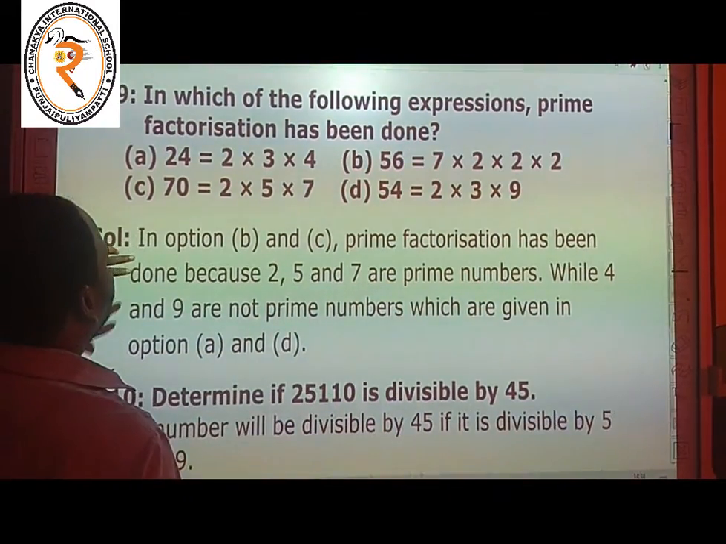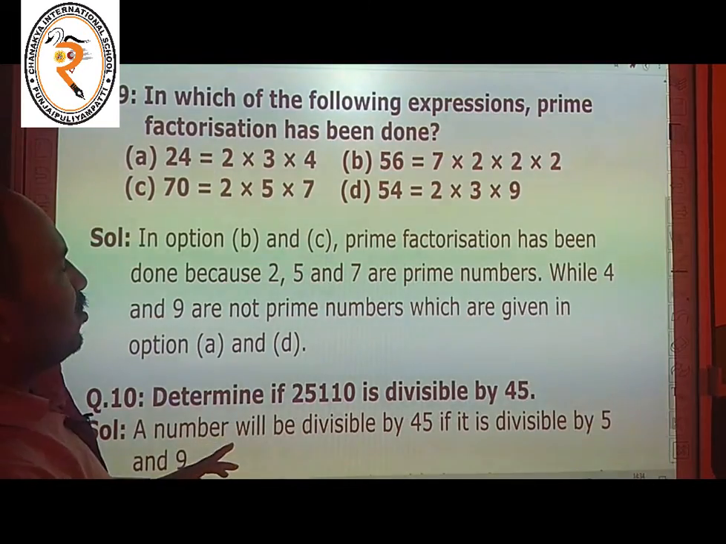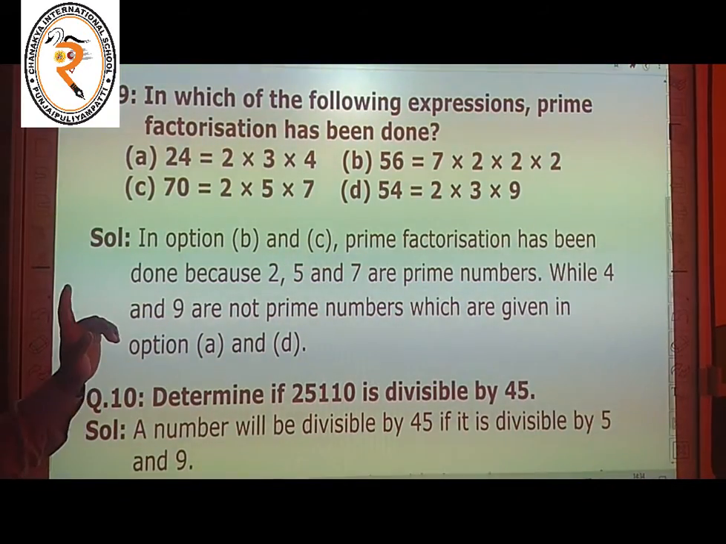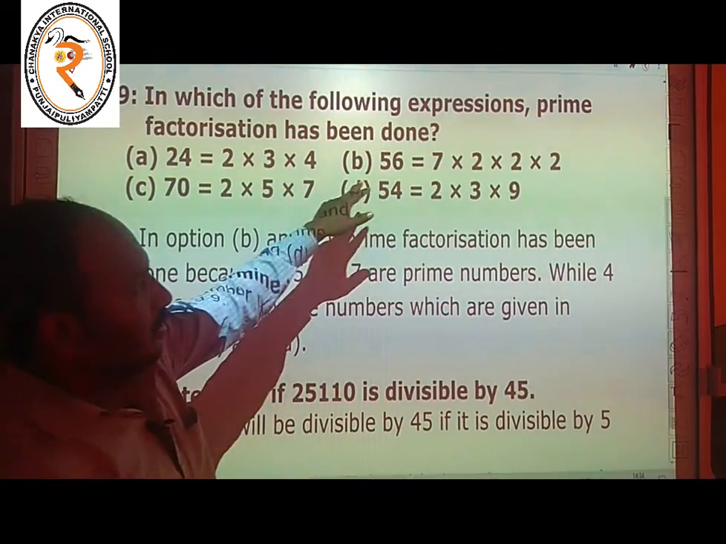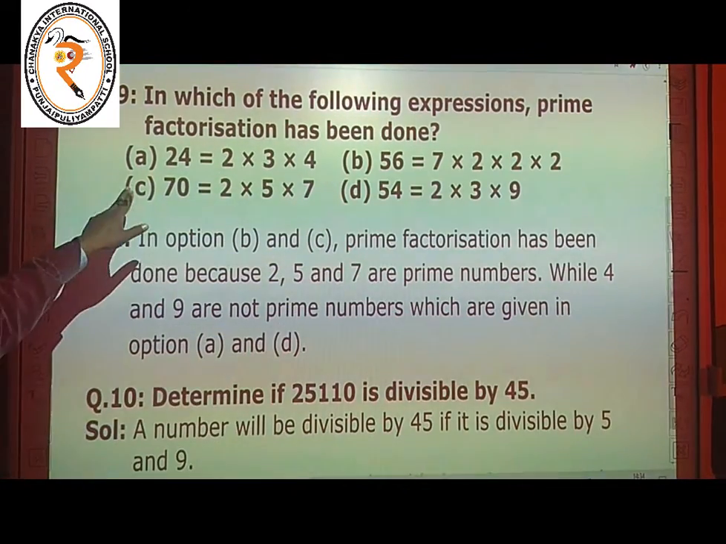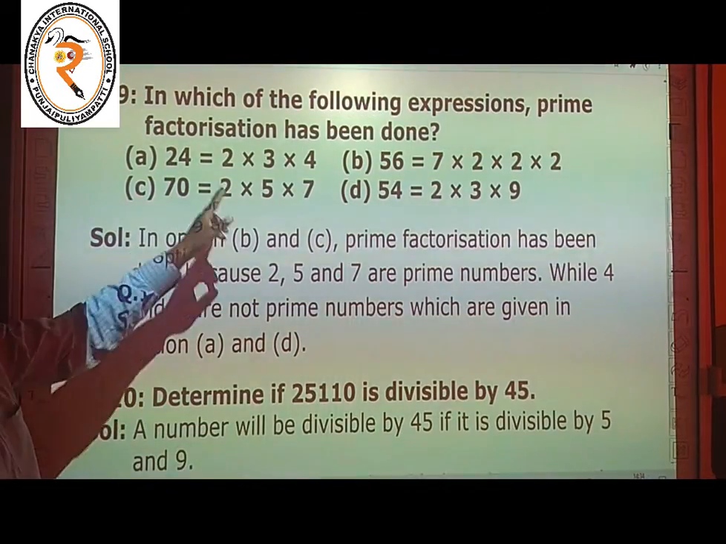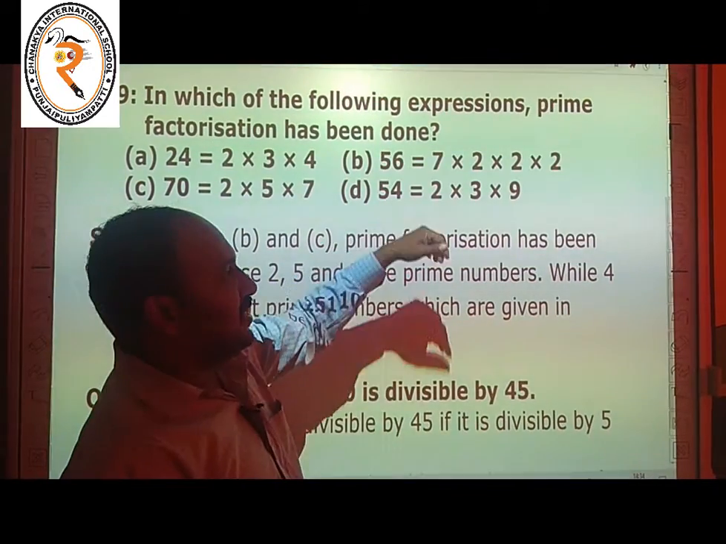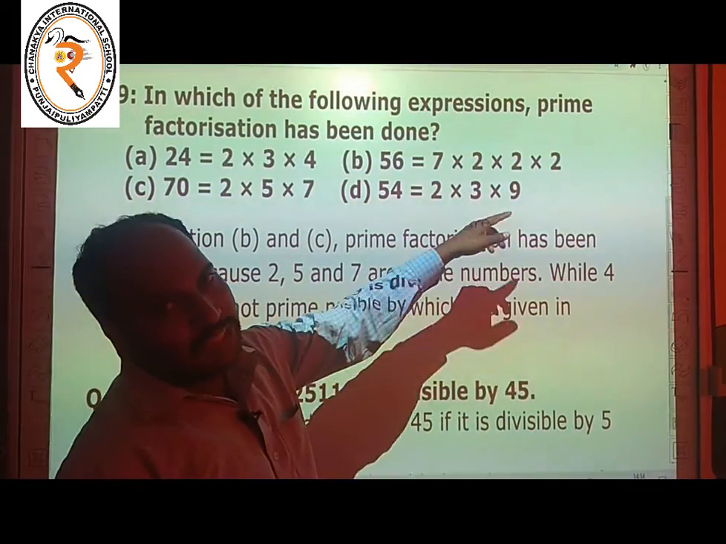Question number 9. In which of the following expressions has prime factorization been done? Is it a prime number or not? Listen here. The given numbers are 24 and 56. 24 is equal to 2 into 3 into 4. And then part B, 56 is equal to 7 into 2 into 2 into 2.